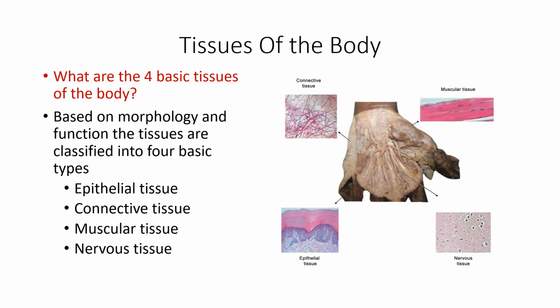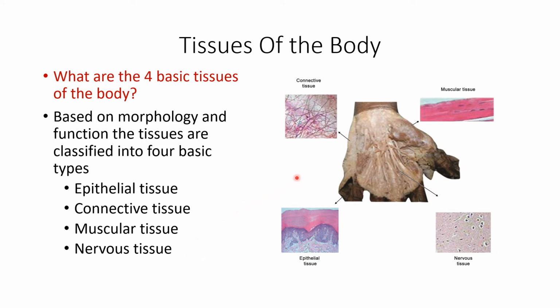Then, what are the four basic tissues of the body? Based on morphology, that is the structure and function, the tissues are classified into four basic types. So what are those four basic types? Epithelial tissue, connective tissue, muscular tissue and nervous tissue.